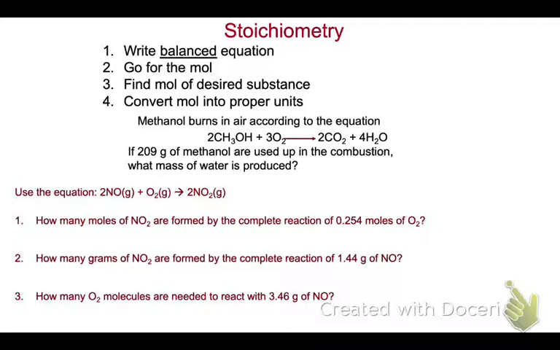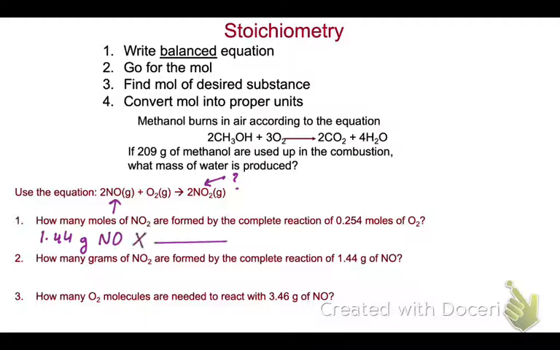Now, how many grams of nitrogen dioxide are formed by the complete reaction of 1.44 grams of nitrogen monoxide? So this time, they gave me information about nitrogen monoxide, but they want me to get answers about nitrogen dioxide. So again, I'm going to look at what I have here. I have 1.44 grams of nitrogen monoxide.